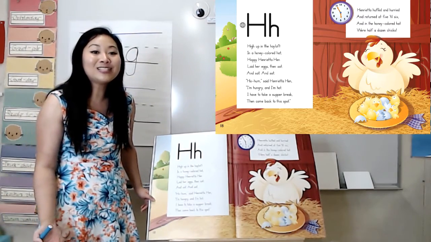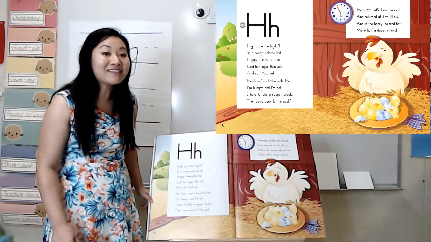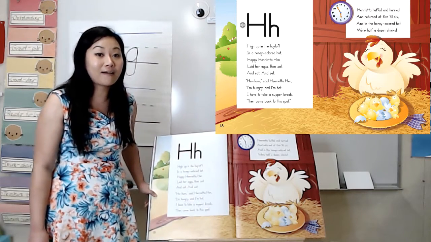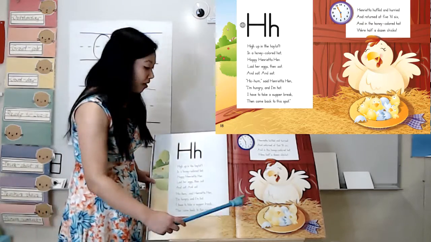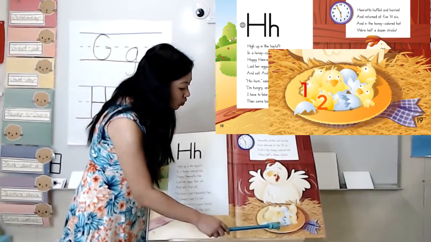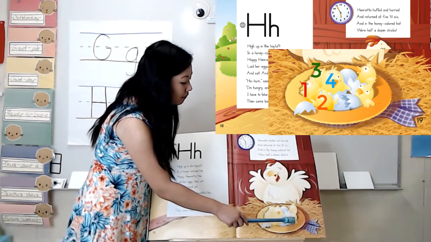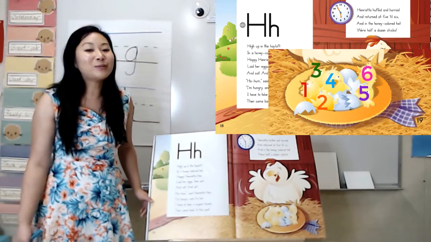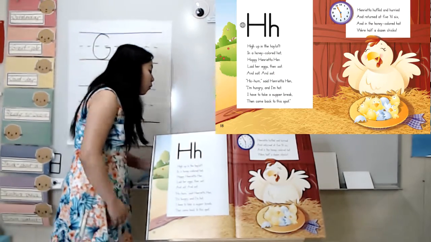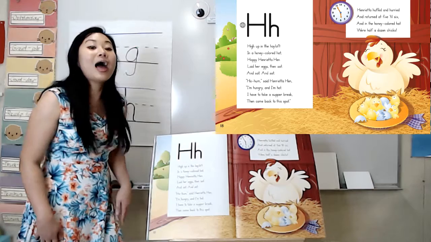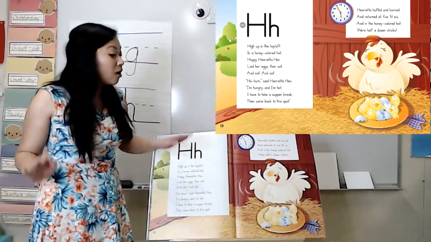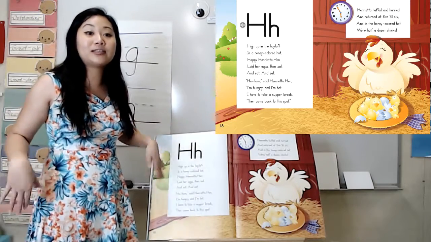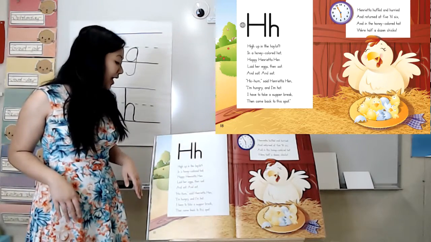Oh my goodness, that's so fun. It looks like Henrietta Hen sure laid a whole bunch of eggs. Let's count how many chicks there are. Ready? 1, 2, 3, 4, 5, 6. There are 6 chicks. Let's play a game. If you hear a word with an H sound, I want you to pretend that you're one of Henrietta Hen's chicks and you're flapping your little chick wings. Are you ready, friends? Okay.